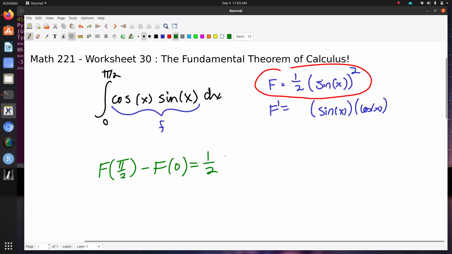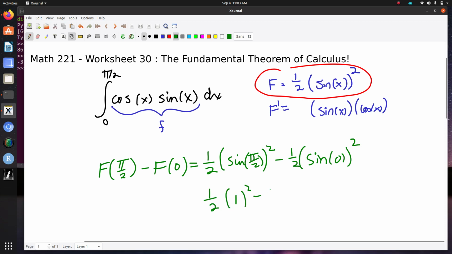So this guy, capital F, is your mile marker function. Sine of pi over 2 squared minus 1/2 sine of 0 squared. So what is sine of pi over 2? That would be 1. I did that to make your life easier and my life easier. And sine of 0 is 0, again to make everybody's lives easier. So the answer is just 1/2.